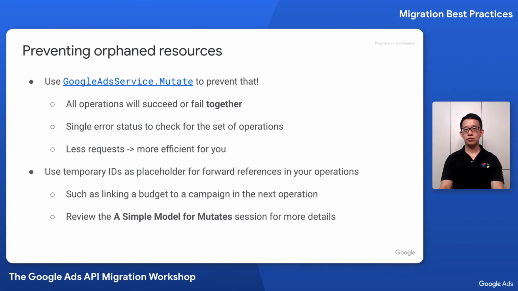The answer is to use the GoogleAdsService.Mutate to prevent the orphaned resources. When we use the GoogleAdsService.Mutate, all the operations will succeed or fail altogether, and we will have only one error status to check for the set of related operations. This will result in a fewer number of requests, which should be more efficient for you. To use the GoogleAdsService.Mutate method efficiently, we probably need another feature, which is a temporary ID, which is a placeholder for forward references in your operations, like when you want to link campaign budget and campaign together in one request. Please check out the simple model for mutates for more details.